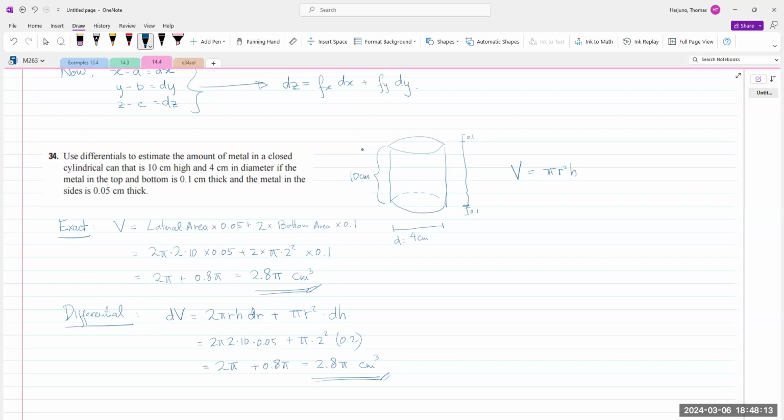You can imagine the following. Suppose you have this can here, and then you want to paint it. And you want to paint that with the thickness 0.05 centimeter on the sides and the thickness of 0.1 centimeter on the top and bottom. Then how much paint you need? This is the amount of paint you need.